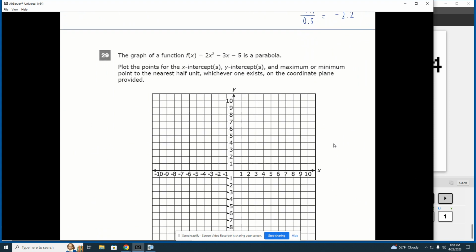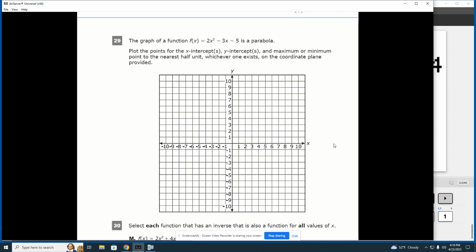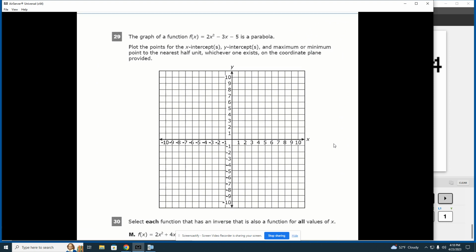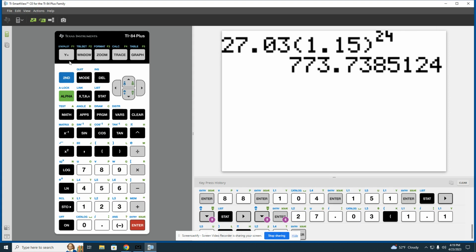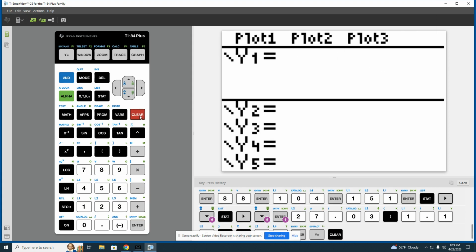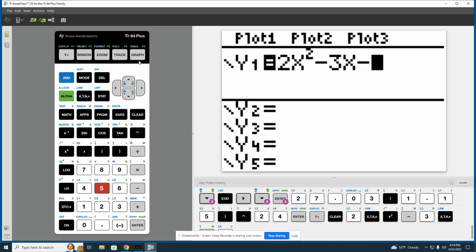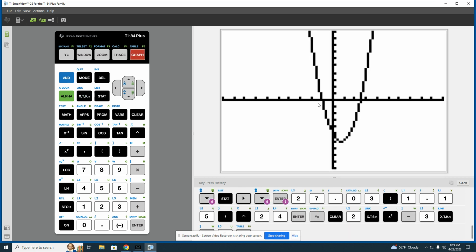Okay, number 29. The graph of the function is a parabola. Plot the x-intercepts, y-intercepts, and minimum and maximums. Okay, so let's see. Let's start with the x-intercepts. Let's go to our graphing calculator, and let's type this thing in. 2x squared minus 3x minus 5. And we're going to start with these x-intercepts.